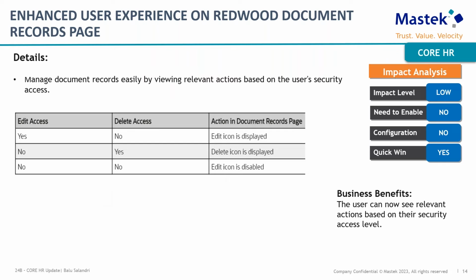So the other feature is also in document records, where we can manage document records easily by viewing relevant actions based on the user's security access from now on. Let's say the user has edit access to a particular document record and delete access is not there. In that case, only the edit icon is displayed. Similarly, if there is no edit access and only delete access is there, only the delete action icon is displayed for a user based on the security access they have. So users will be able to see the relevant actions based on their security.